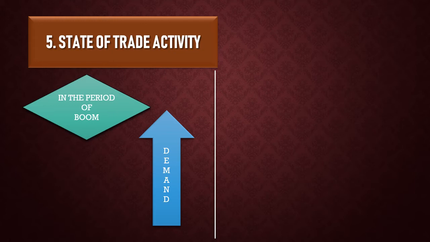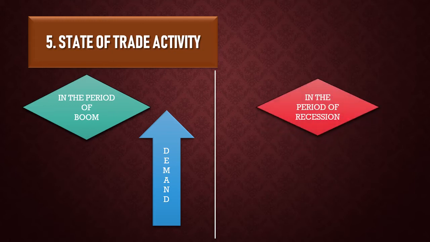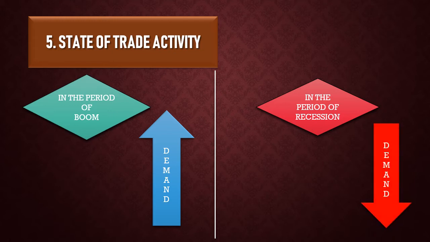And there is the opposite scenario in case of recession. Recession means a bad period in the country. People are facing a lot of problems in earning their necessities. At that time, people will face more problems, and they will go with necessity goods only. They will not demand any other things which are not that important for them. So in case of recession, the demand for those goods will decrease. So this is another factor which affects the demand: state of trade activity. Let's go with the next point.